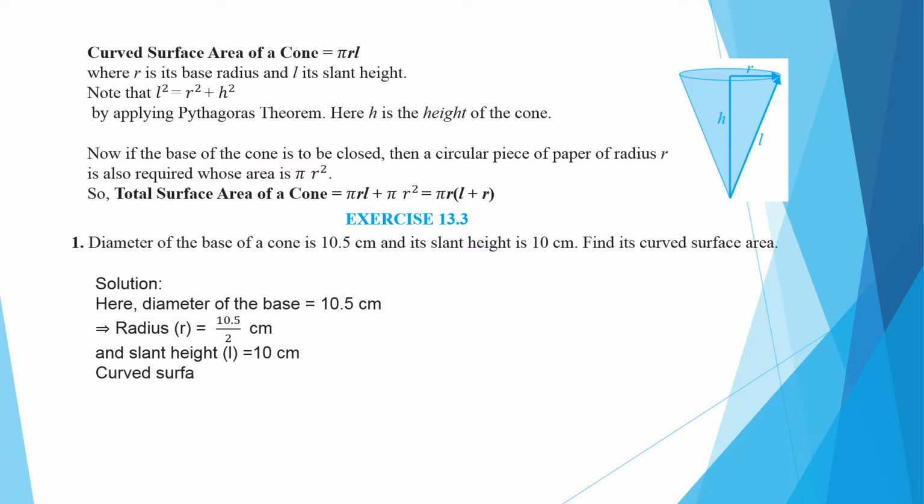Now the curved surface area formula is what? Pi RL. So pi, that is 22 by 7, R, that is 10.5 by 2, into 10. On simplifying we are getting 11 into 15 into 1. On calculation we are getting 165 centimeter square. Okay, be careful while calculating. Now see the next question.